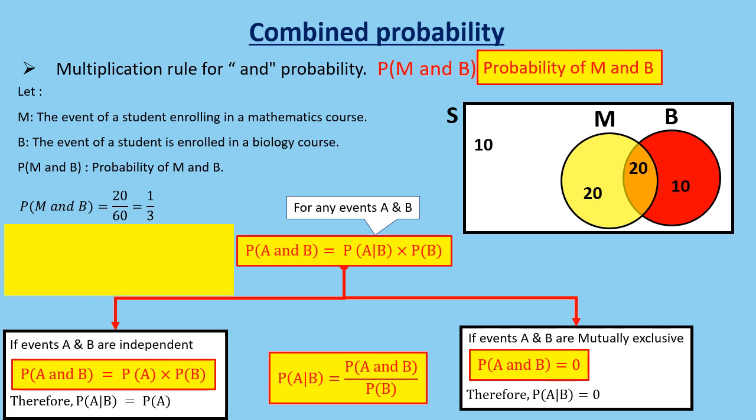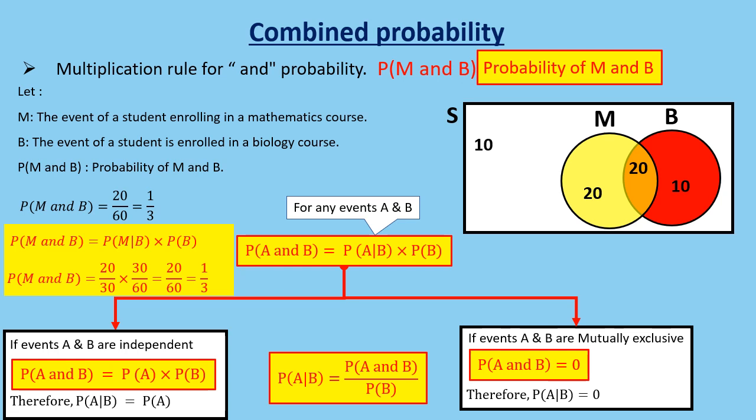Let us apply that rule to our problem. The probability of M and B equals the probability of M given B multiplied by the probability of B. The probability of M given B is the probability of a student enrolling in math if the student is already enrolled in biology, which equals the 20 students who enrolled in math and biology divided by the 30 students who enrolled in biology, multiplied by the probability of B, which equals the 30 students who enrolled in biology divided by the 60 students in the class.